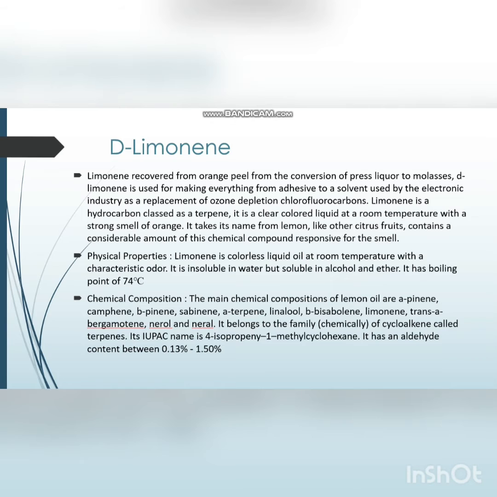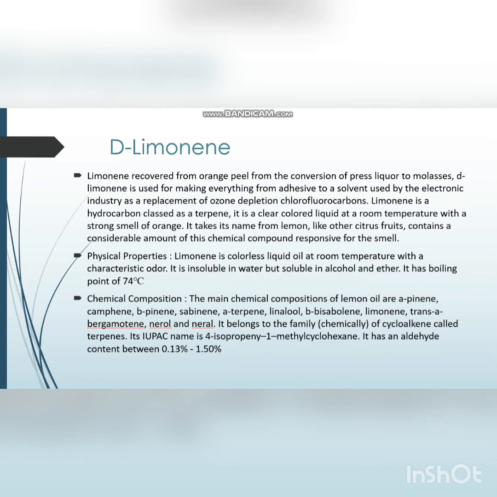D-limonene. Limonene is recovered from orange peel from the conversion of pressed liquid to molasses. D-limonene is used for making everything from adhesives to a solvent used by the electronics industry as a replacement for ozone-depleting chlorofluorocarbons. Limonene is a hydrocarbon classed as a terpene.